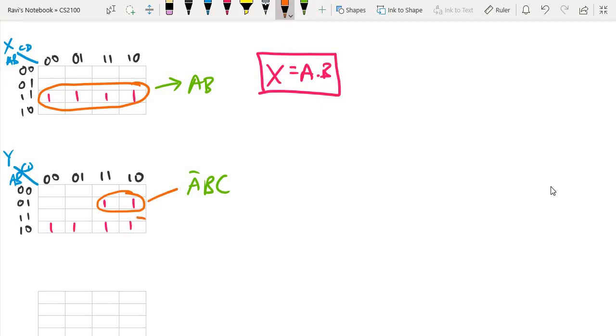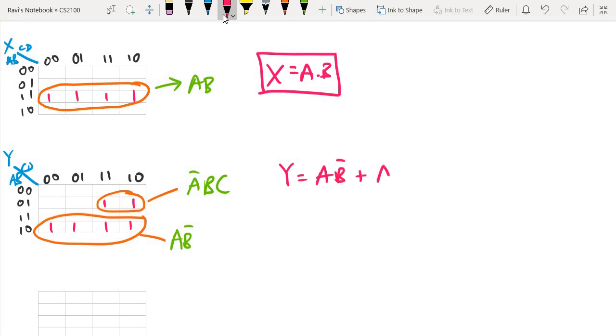And for this group over here, again let's see what we get. This is a group of 4, so 2 elements get eliminated, and since it's one whole row, C and D are continuously changing, so what is remaining is A B bar. That gives us our final answer, which is y equals A B bar plus A bar B C. That is your final answer for y.